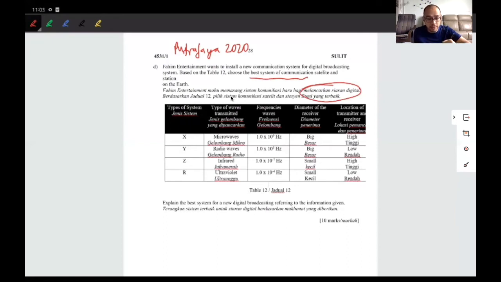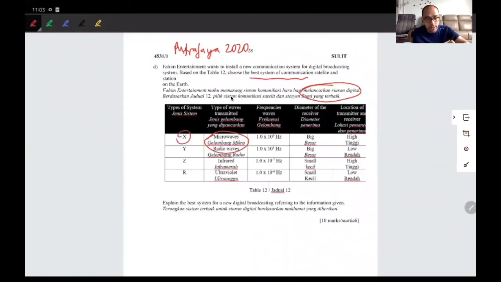Okay, so type of system. So looks like the same question, right? Do we want microwave, radio wave, infrared, or ultraviolet? Wow, this is not a very good question. So dia punya pilihan 4. Kalau kau sudah pilih satu kan, itulah jawapannya. Okay, obviously we want microwaves, and the reason is high energy, high frequency, same as just now.